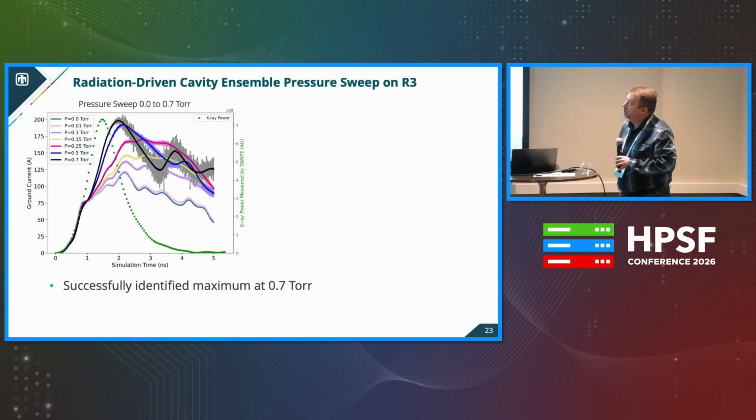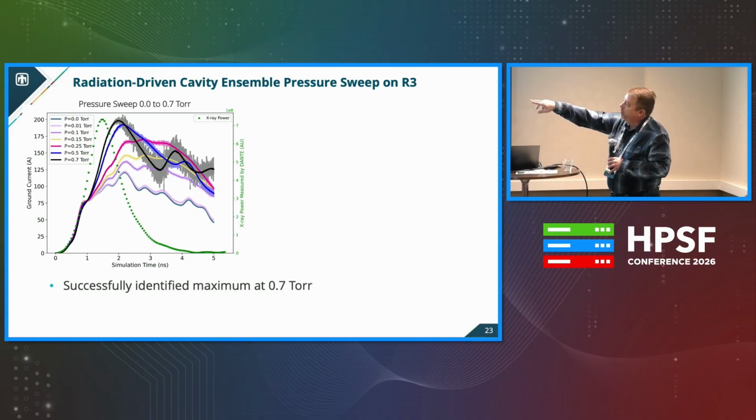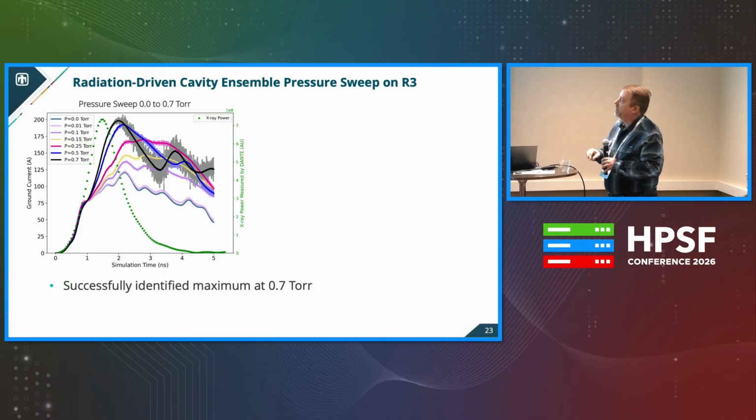So this is the first result. This is ramping the pressure from 0 up to 0.7 torr, where we found a maximum peak current. The green dotted line there is the X-ray pulse coming into the reactor. And you can see about 3/4 of a nanosecond later, the current spike from the plasma hits the device.